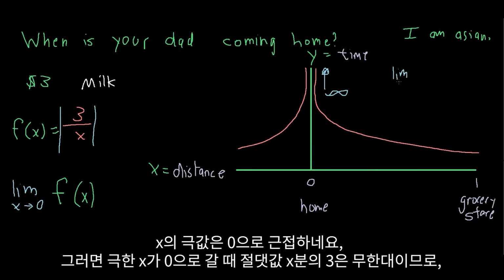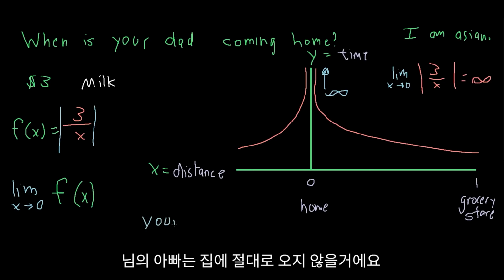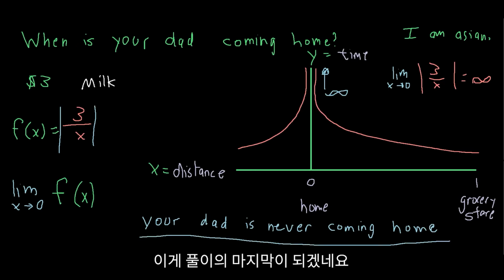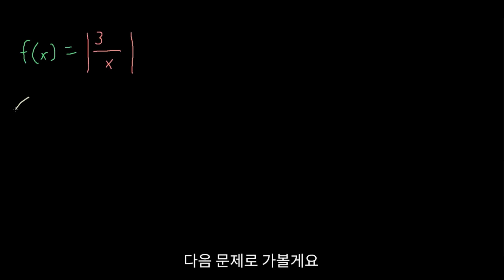The limit as x approaches 0 with respect to the equation of the absolute value of 3 over x is infinity. So basically, your dad is never coming home. And there's your final solution. Let's move on to the next problem.